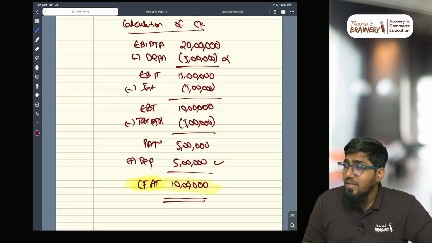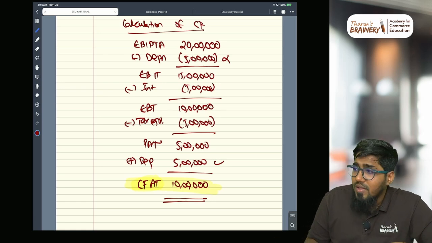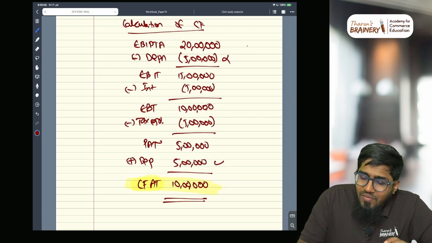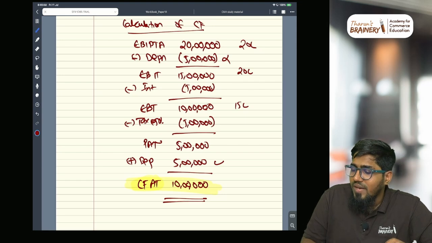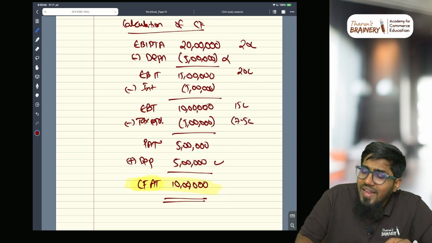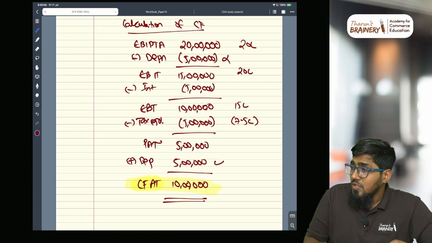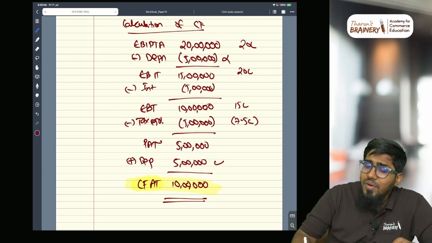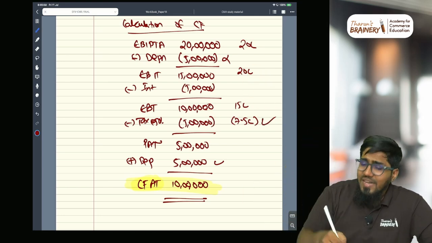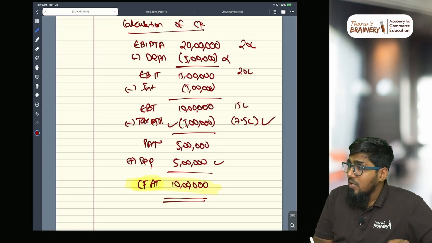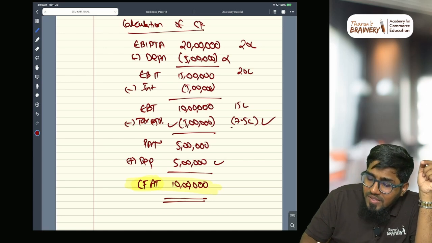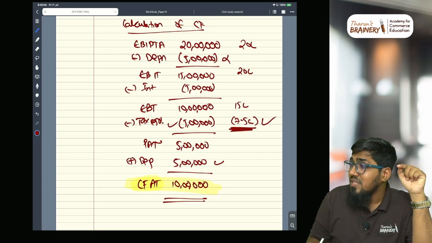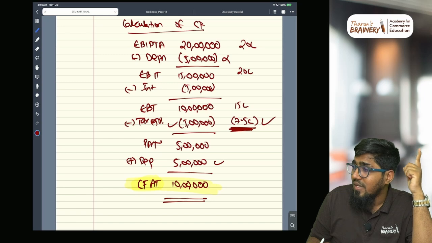Assume if depreciation is not there, your EBIT will be 20. Your interest will be such that EBT will be 15 lakh. And how much will be your tax? 7.5 lakh rupees will be your tax. So had there been no depreciation, you would have to pay 7.5 lakh tax. Now, because there is depreciation, you are paying 5 lakh rupees tax. So because of depreciation, 2.5 lakh rupees is the tax saving that you are getting.